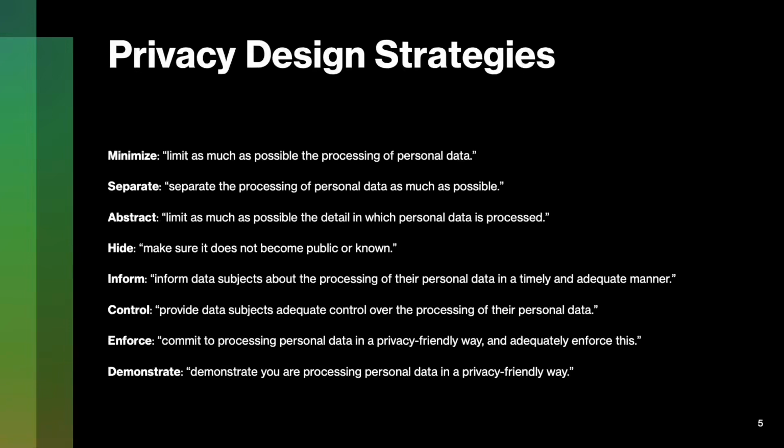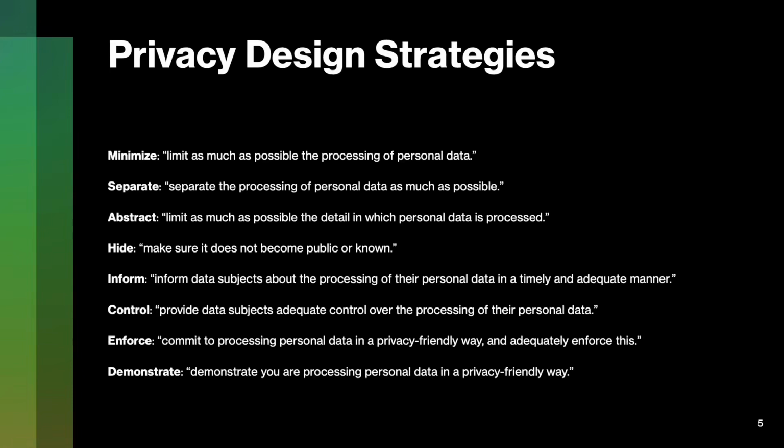Before I jump in to the method section, I wanted to briefly introduce the privacy design strategies that we used in this paper. So it has 8 different strategies. Very briefly, Minimize talks about limiting the processing of personal information. Separate talks about separating the processing of data as much as possible. So instead of processing everything on one central unit, process the data on multiple units.